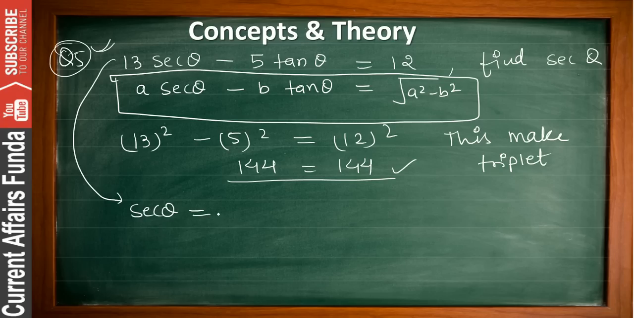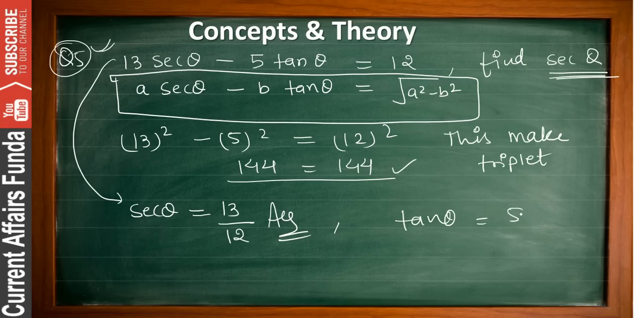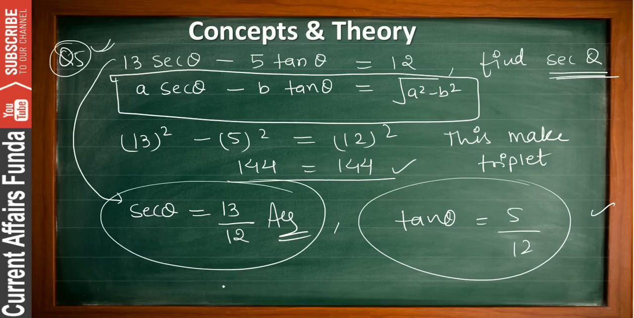Sec theta will be, the coefficient of sec is 13, divided by 12. So this one will be the value of sec theta, and in the question you need to find out the value of sec theta also. So this one will be your answer. From here you can also find out the value of tan theta. So tan theta will be the coefficient of tan, that is 5, so 5 divided by 12.